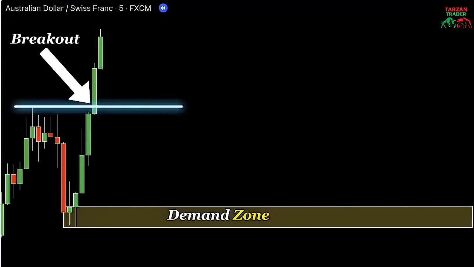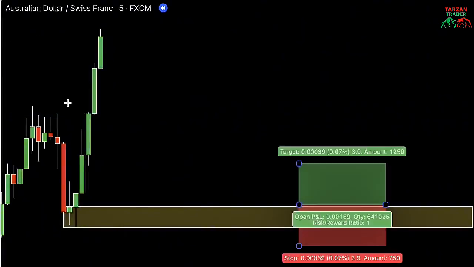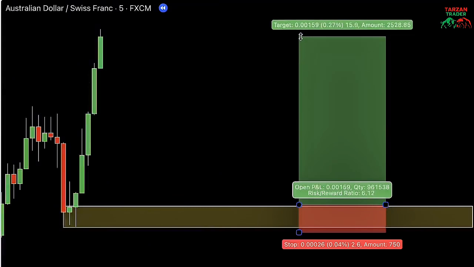Next, let's confirm the breakout of structure. Here we can see that the market broke through a previous resistance level, which signals that smart money is likely in control, adding more strength to the zone. Finally, let's evaluate the risk-to-reward ratio. The zone offers a favorable 3-to-1 risk-to-reward ratio, which is exactly what we want in a quality trade. Now that we've qualified the zone, let's see what happens when the market approaches it.